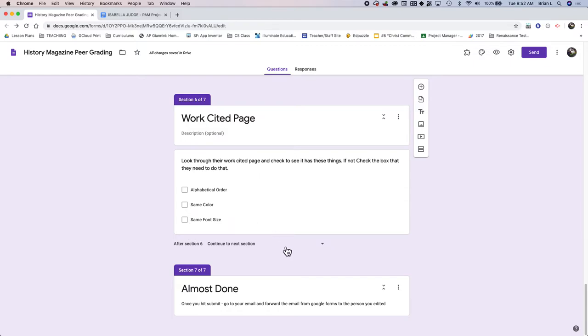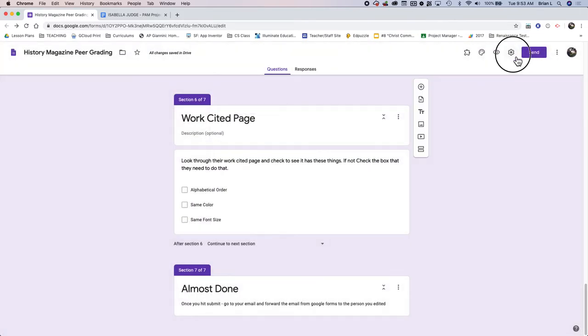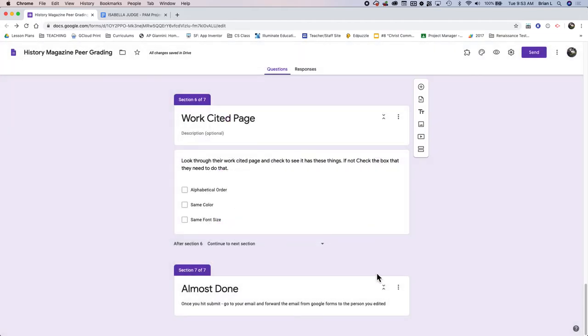All right. Once you finish doing that, all right, you're going to hit submit. Once you hit submit, you're going to go to your email address, and you'll see there's an email because I've got the setting on that once you finish this form, you will be getting a summary of the charts and text responses. All right. Right, you're gonna get an email of this, all right? So please, please, please check your email, all right? Check your email, you've got an email from them.